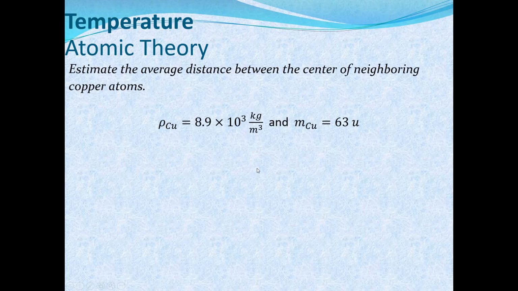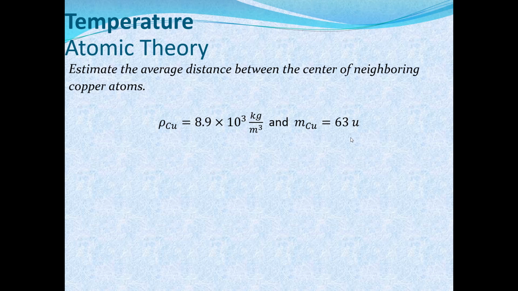All right, so just quickly doing this. Let's estimate the average distance between the centers of neighboring copper atoms. We're going to use the density of copper and the mass of copper in AMUs. So pause the video, work on this, and we'll go over it in a second.